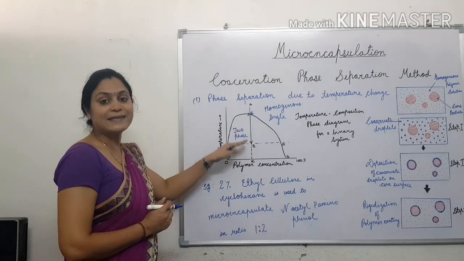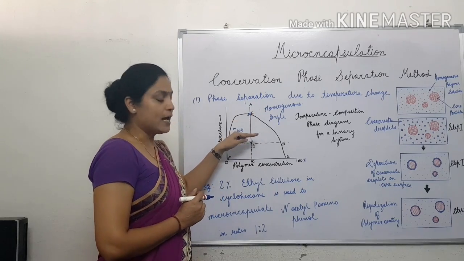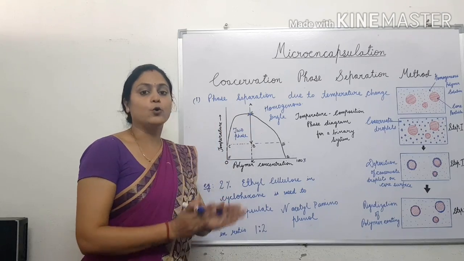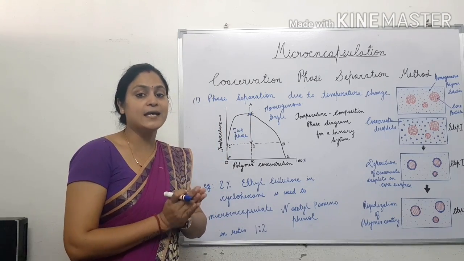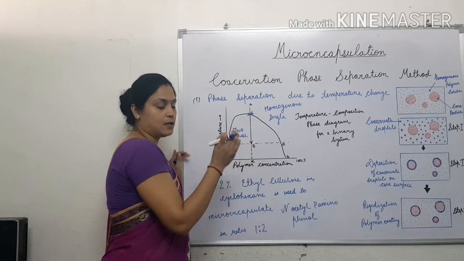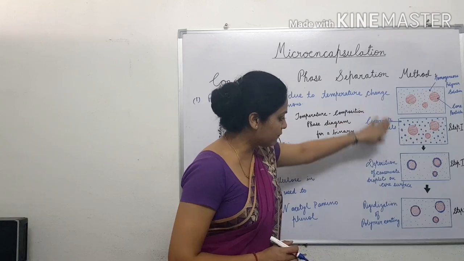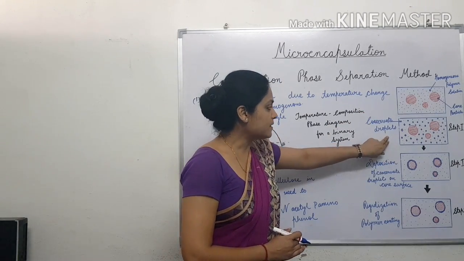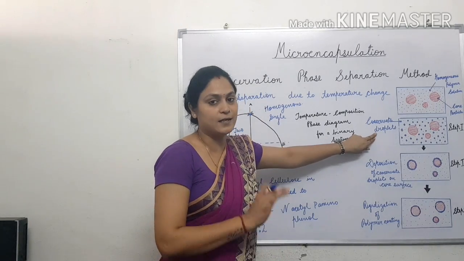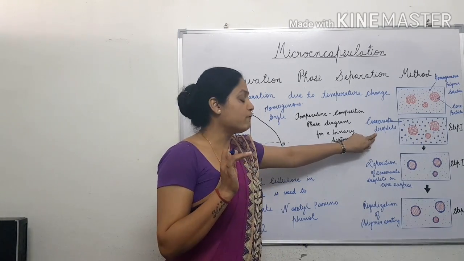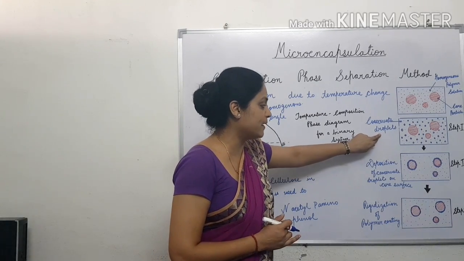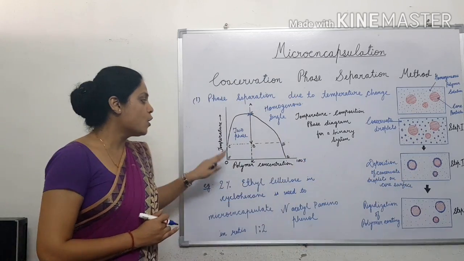In this two-phase region, as soon as the temperature decreases, the liquid coating polymers start separating as liquid droplets. As I have explained in this figure, these coacervate droplets are none other than the coating polymer. It is the phase-separated coating polymer liquid droplet. As soon as these coacervate droplets are formed, they start depositing over the core material.